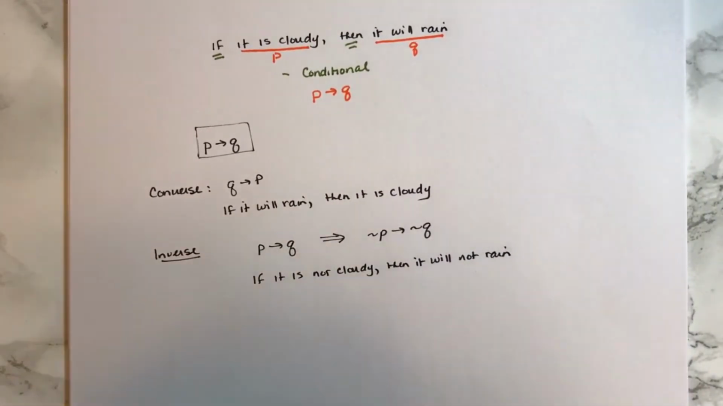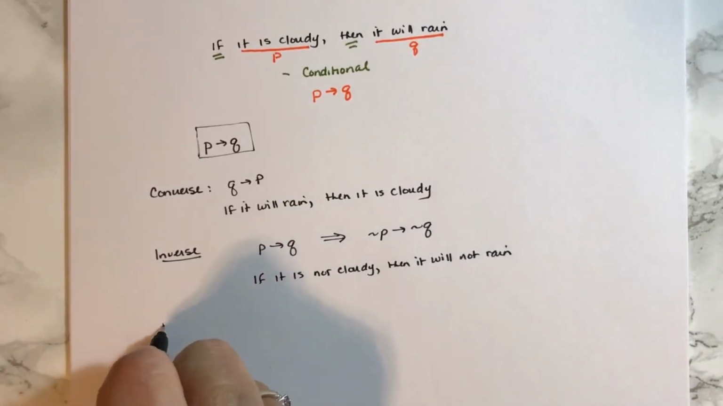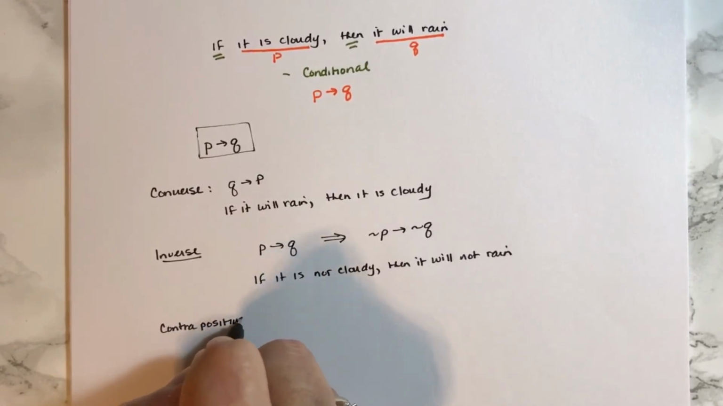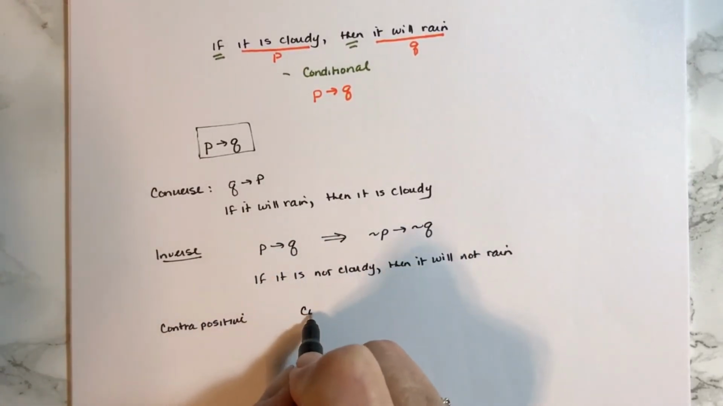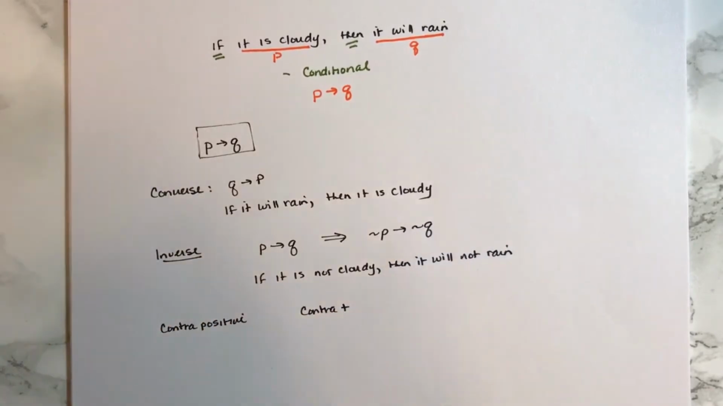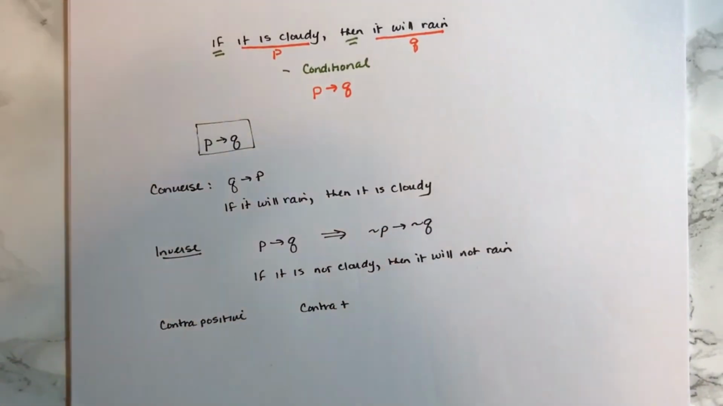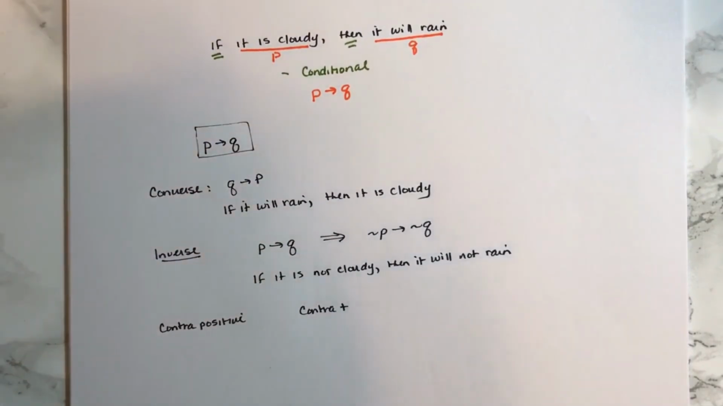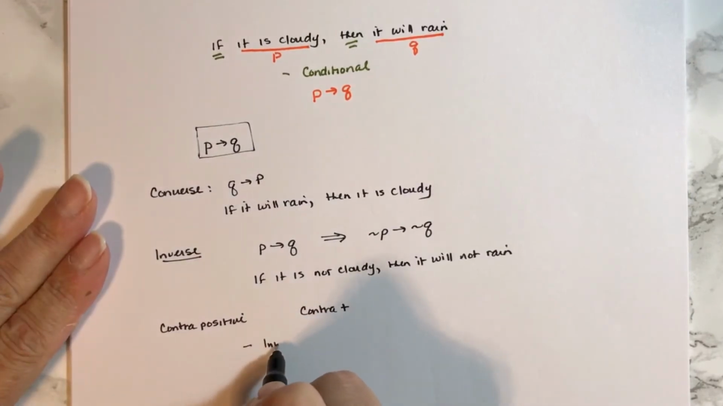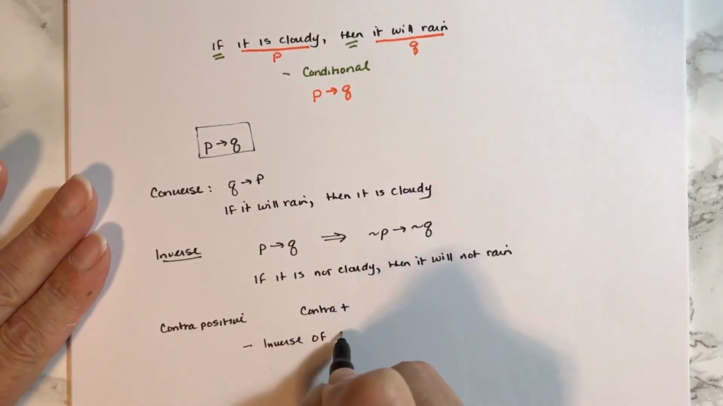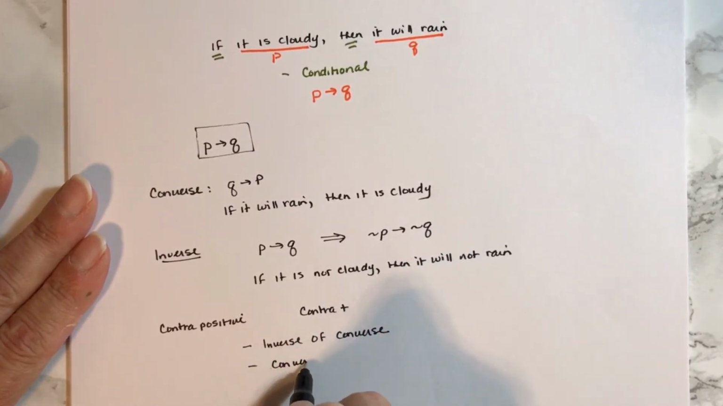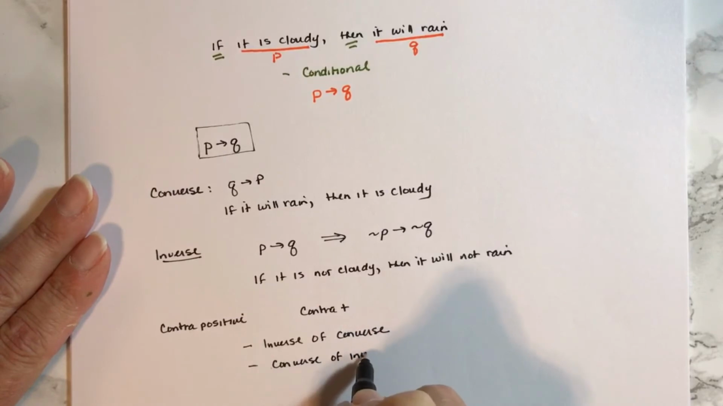Okay, and then finally there's a big fancy word called the contrapositive. And by the way, I often write it like this, contra plus sign, because sometimes you've got to write that word a lot and it's a pain, so just contra plus means contrapositive. And the contrapositive is the inverse of the converse, or you could say the converse of the inverse. Doesn't matter which one you do first.